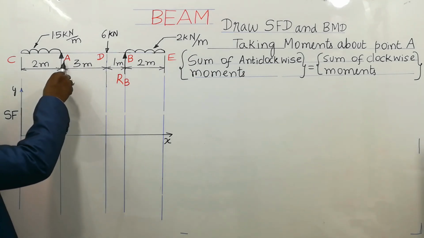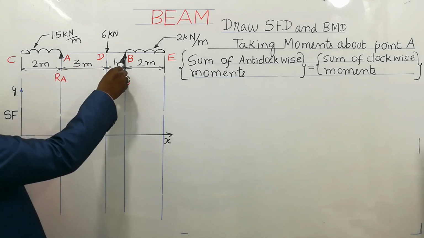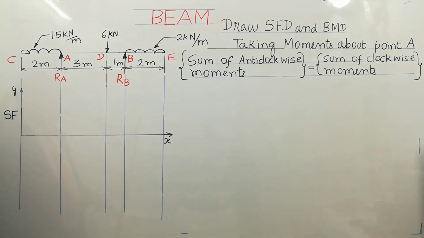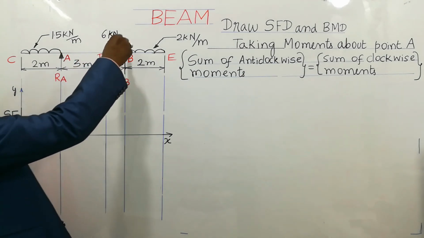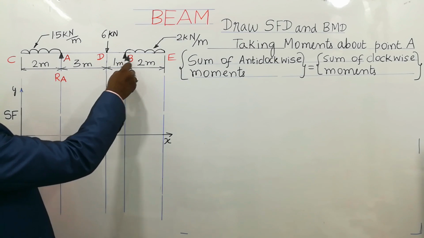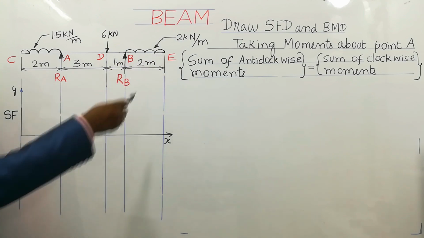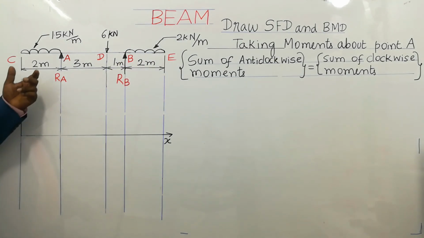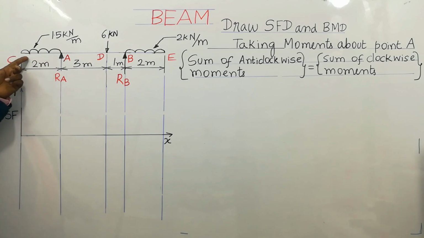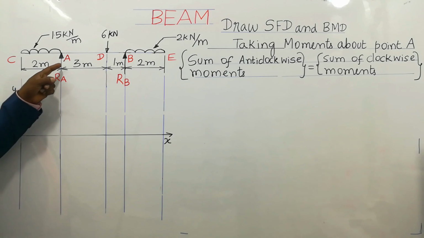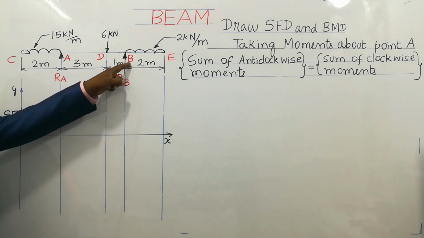The supports are at point A and point B. Beyond the supports, some length of the beam is extended: on the right hand side, and on the left hand side, the extended length AC has no supports. Support is available only at points A and B.